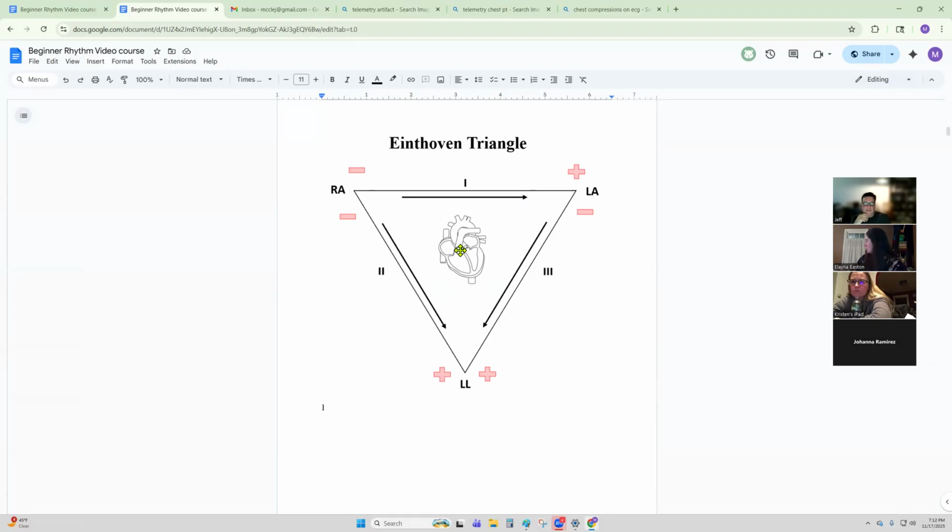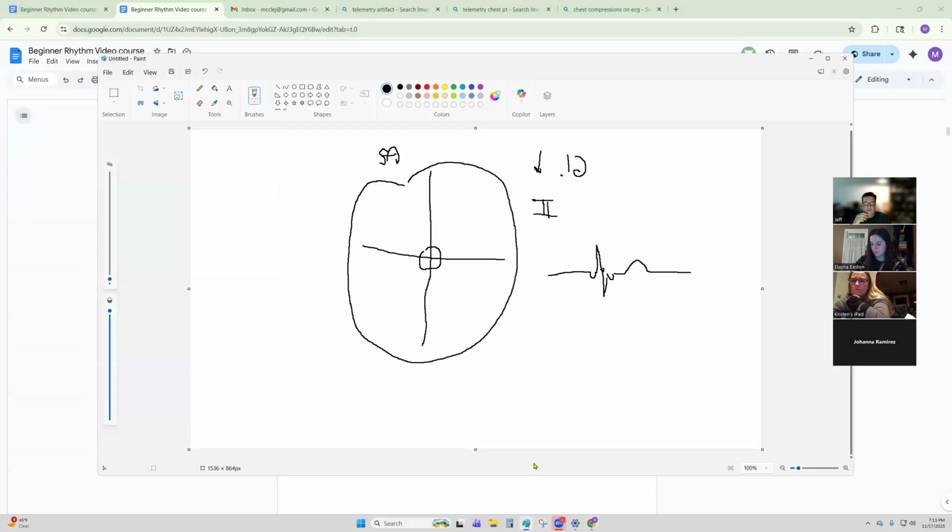But because the junctional area is a little bit lower than that, it has to go back up to tell the atrial chamber what to do. It's flowing towards the negative now, and that creates that negative P wave. So again, to be junctional, you have to be less than 0.12 and negative in lead 2.